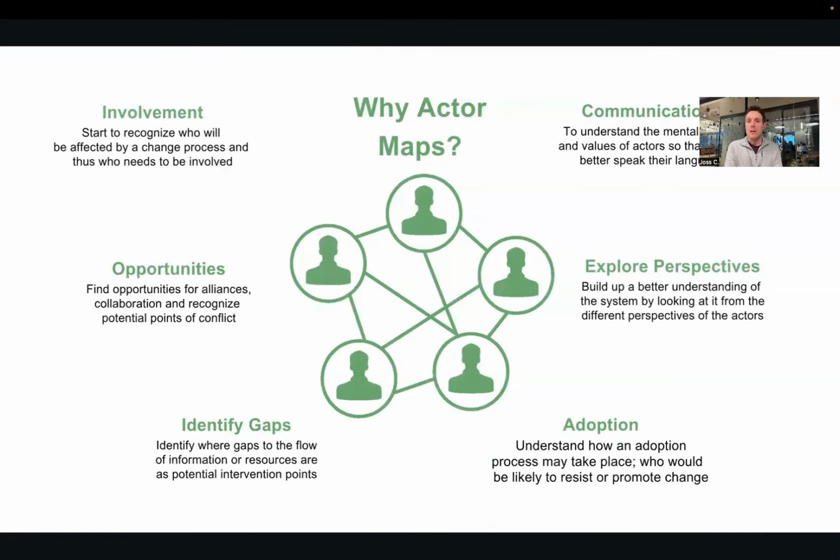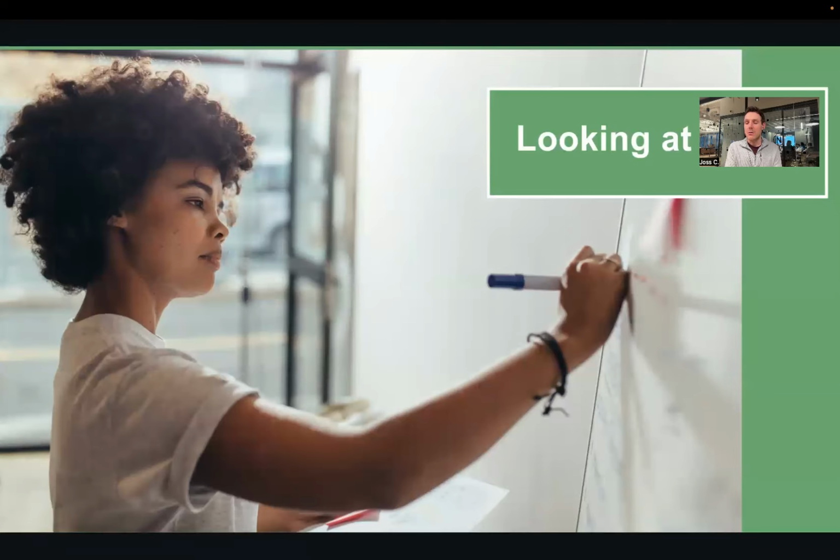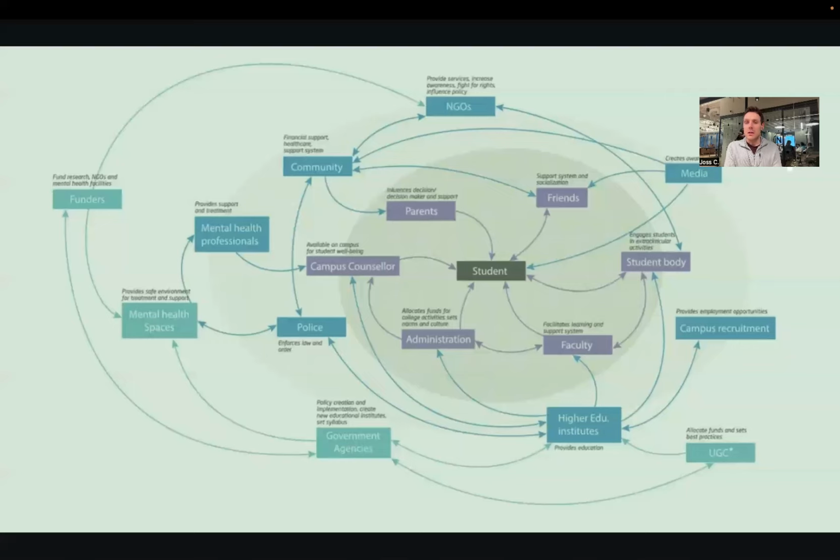We talk about the importance, the relevance of this. It's there to help get the right people involved, find opportunities for high leverage, identify gaps, ensure adoption from the parties and relevance for the different actors in the system, explore different perspectives, and be able to communicate effectively with the different actors. So throughout the tutorials, we're looking at different maps.